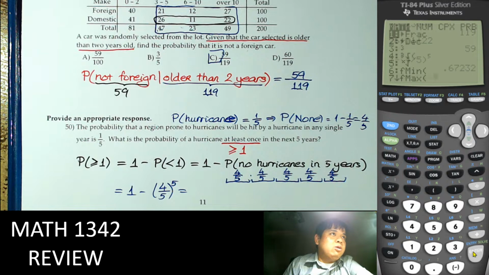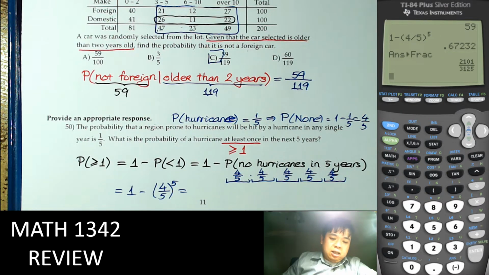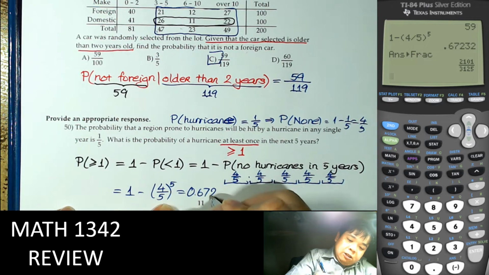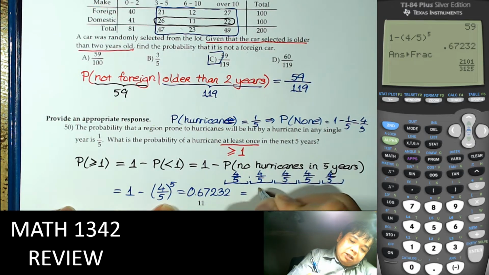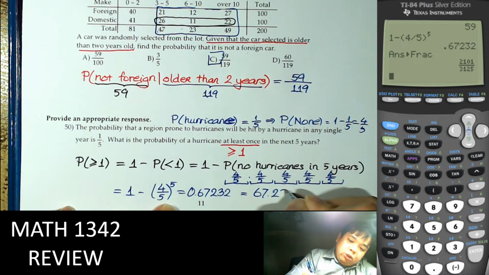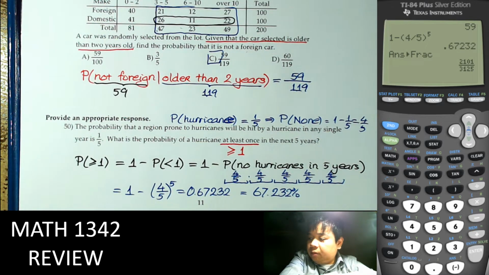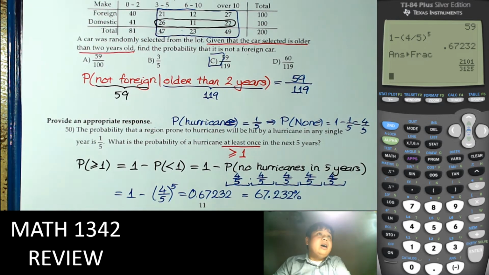And if we convert to fraction, that will be that. But I think decimal will be just fine. So that gives us 67.232%. Right. So simple as that.